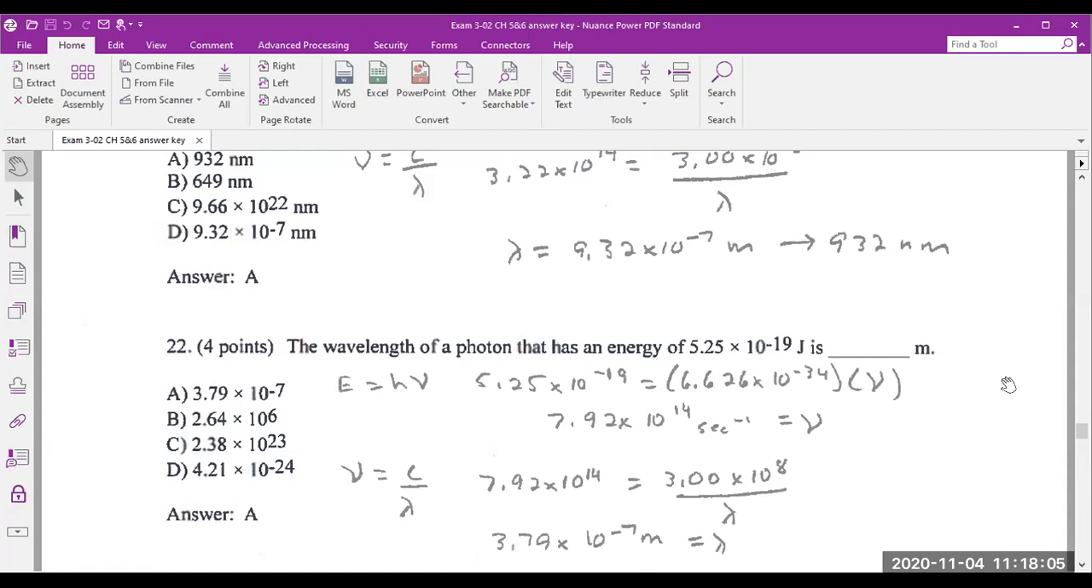We can then take that frequency value and use it to convert to wavelength. And that's using the second formula again of frequency equals speed of light over wavelength. And we plug in the frequency value and the speed of light value, and we solve for wavelength. And that comes out to 3.79 times 10 to the minus 7th meters.